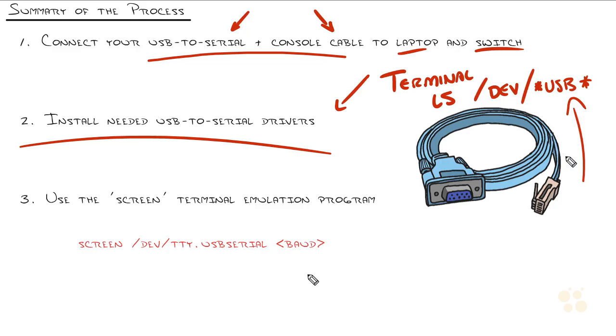So find out what that name is and type in screen /dev/tty. Actually, you saw in there was a cu file as well. I'm not after that one, I'm after the tty. Then you type in whatever name you saw when you did that ls command. It's probably going to be USB serial, followed by your baud rate.